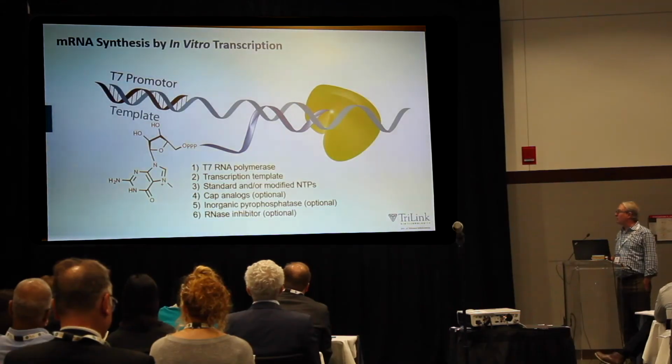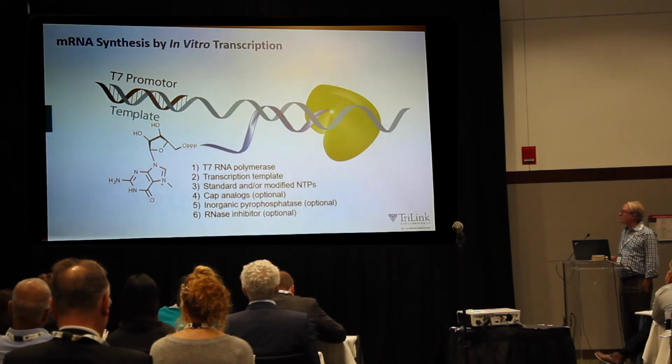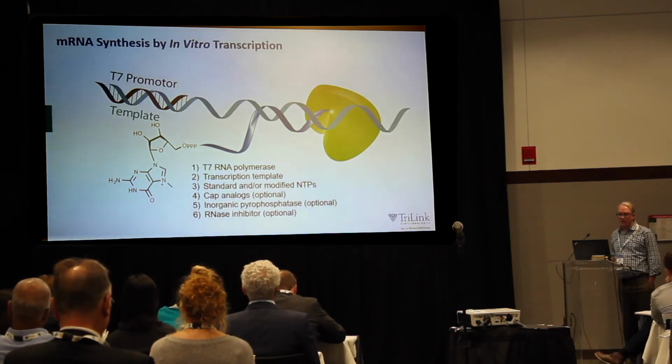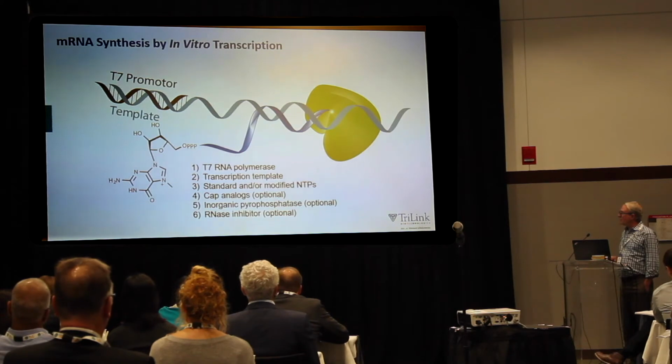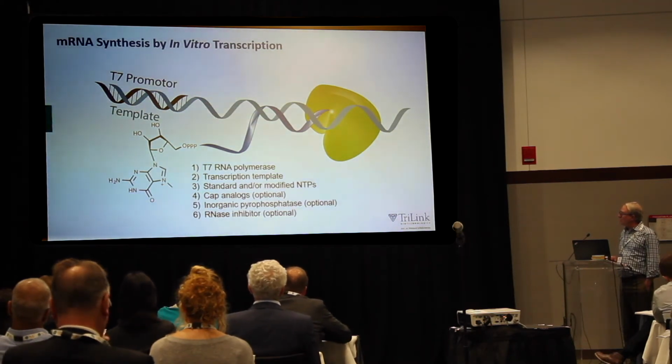So this is how, in general, we synthesize messenger RNAs. We use a bacteriophage polymerase called T7 RNA polymerase. That T7 polymerase reads a transcription template, and that transcription template dictates the sequence of the mRNA that's going to be produced. In that reaction, you can have standard or modified NTPs, and optionally, you can have some cap analogs to do co-transcriptional capping, and I'll talk about that in a later section. A couple optional pieces are inorganic pyrophosphatase and RNase inhibitor.